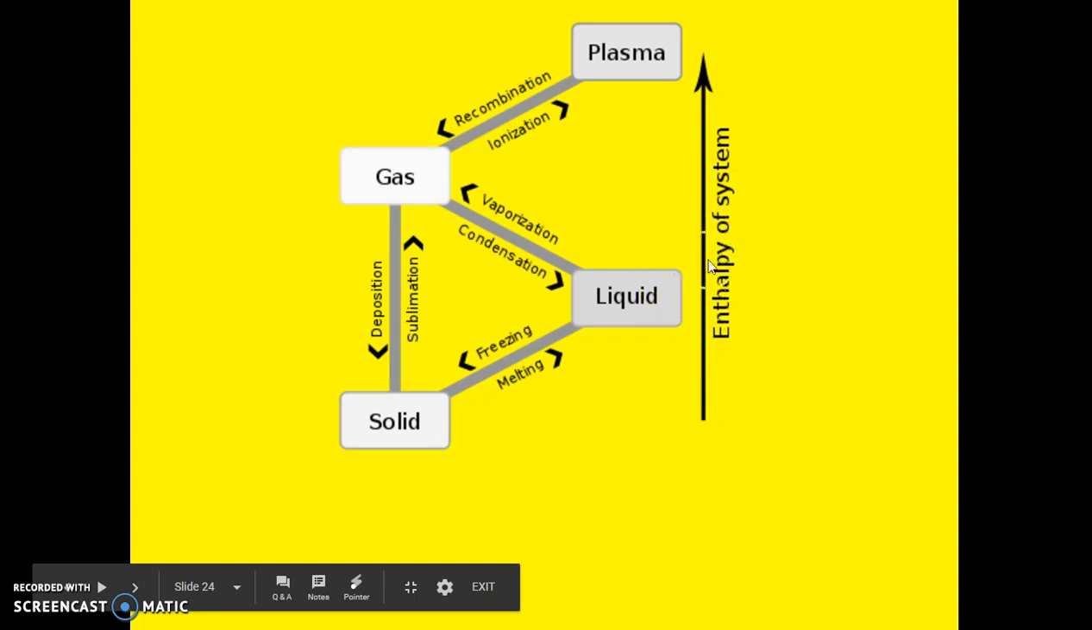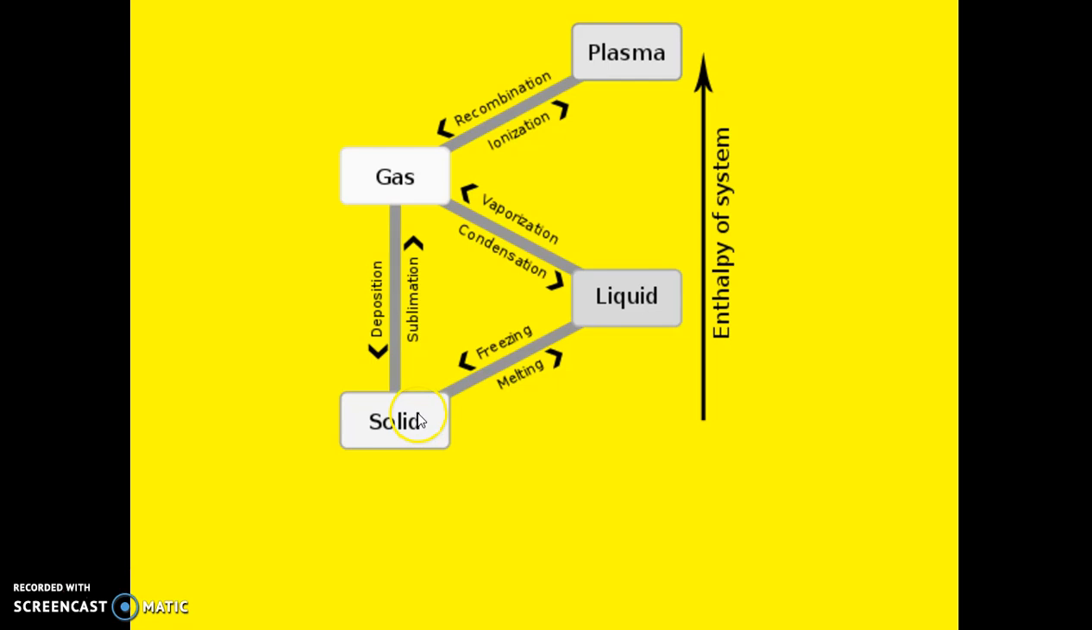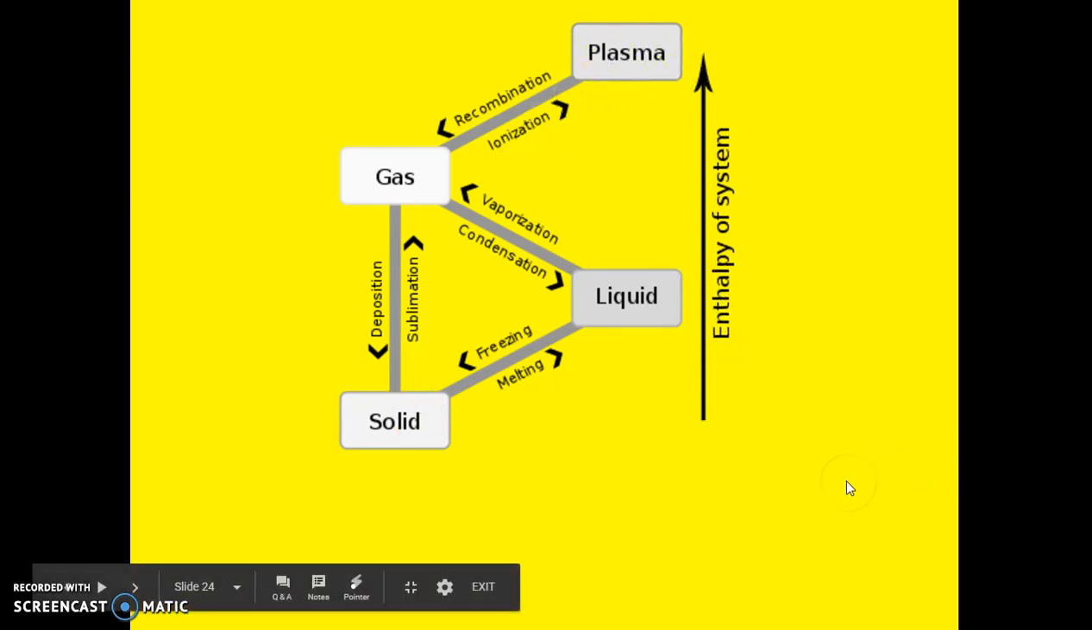Enthalpy is just the chaos of the system. And so the more chaos there is, the more energy there is, the more enthalpy there is. So a solid has less energy than a plasma does. So that's why the enthalpy of the system increases.